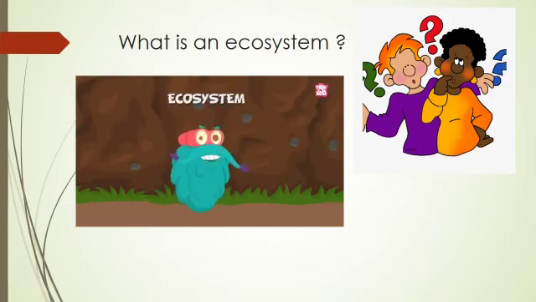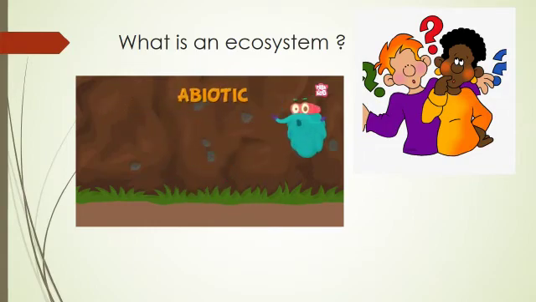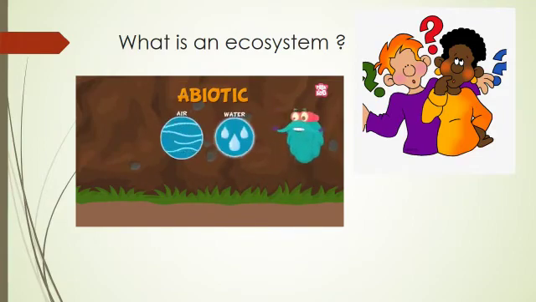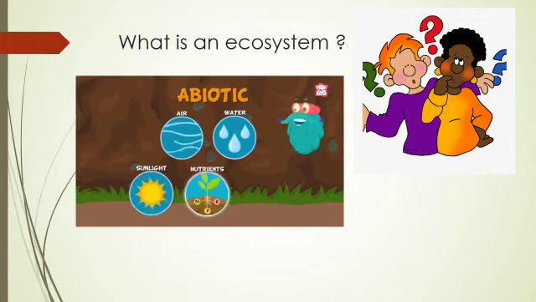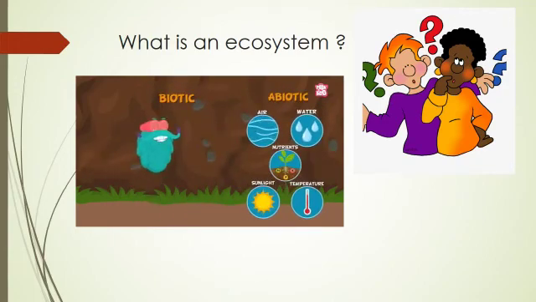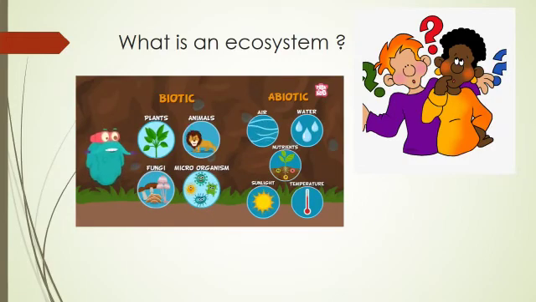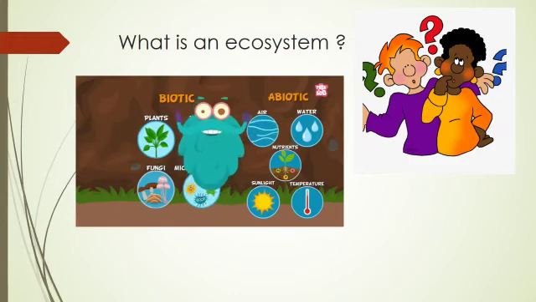Ecosystem includes two major components, biotic and abiotic components. Abiotic components are the non-living elements of the system, such as air, water, sunlight, nutrients, and temperature. Biotic components are all the living organisms living in the system, like plants, animals, fungi, microorganisms, and you.